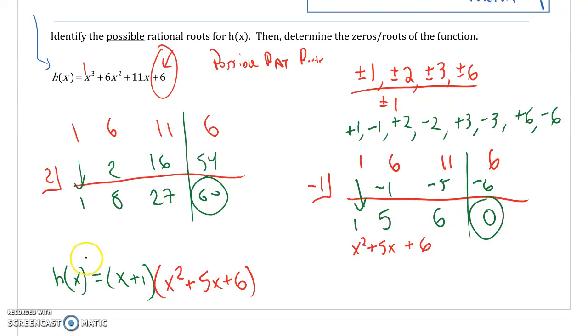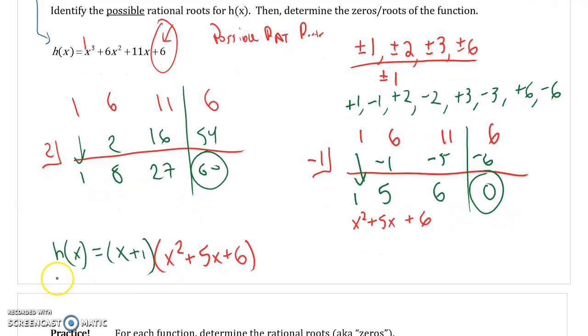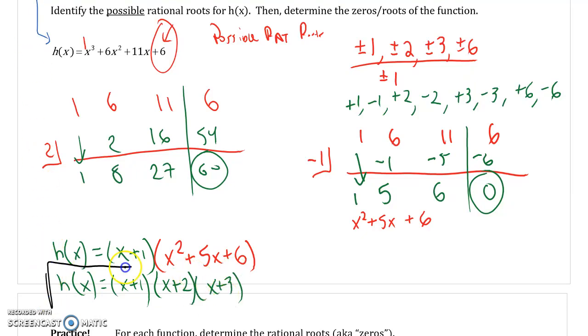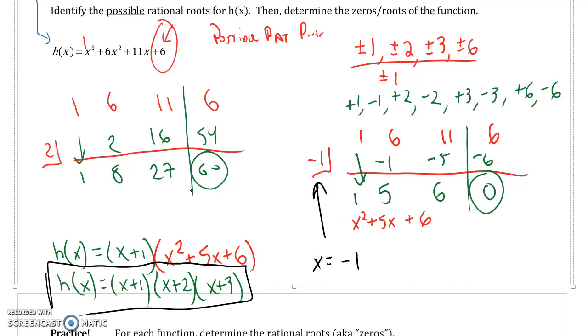But I noticed this is something I can factor pretty easily. So I'm going to go ahead and say, hey, h of x is really x plus 1 times x plus 2 times x plus 3. If I think of h of x as being that, then what are my zeros? My zeros are x equals negative 1, the one that I found here, x equals negative 2, and x equals negative 3. And that's how the rational root theorem, combined with some synthetic division and what we know about quadratics, can help us to identify the zeros or roots of a given function, even when it's of degree 3 or higher.